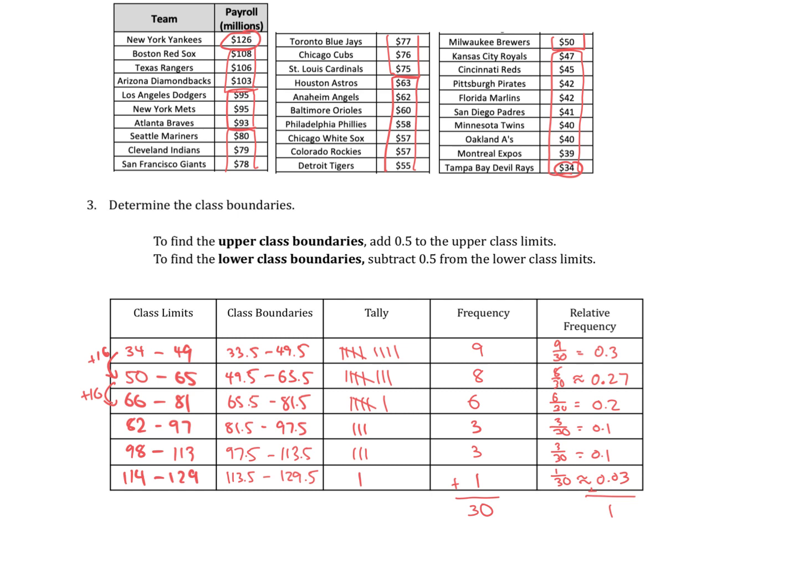And if we think about these in percent form, these are decimal forms, but this would indicate that about 30% of the teams are in that first class, 27% in the second, 20%, 10%, 10%, and 3%, which does add up to 100%.